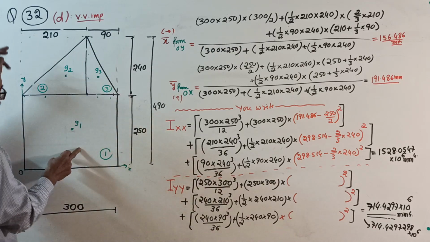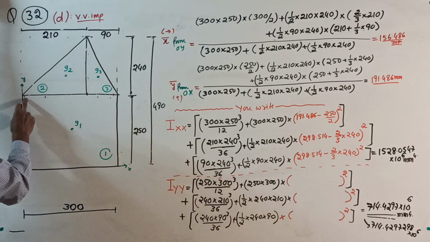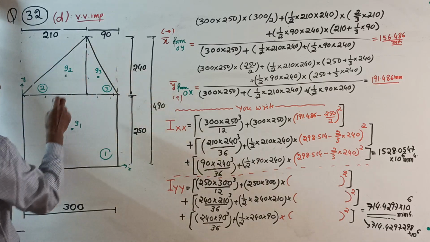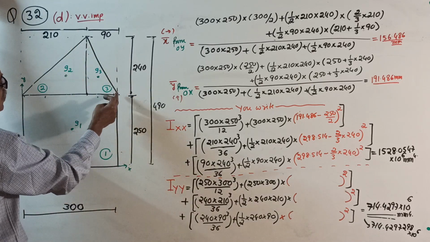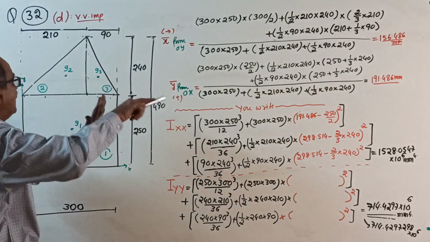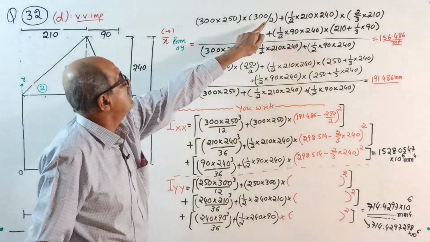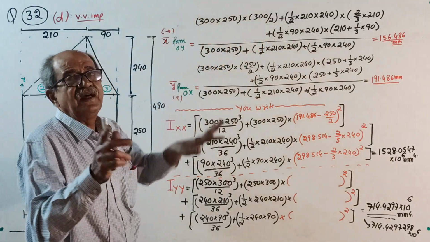A1, A2, A3. A1 is how much? 300 into 250. A2 is half into 210 into 240. A3 is half into 90 into 240. I won't waste time on areas. So start. X bar. X1 is 300 by 2. See, you have to write other things.